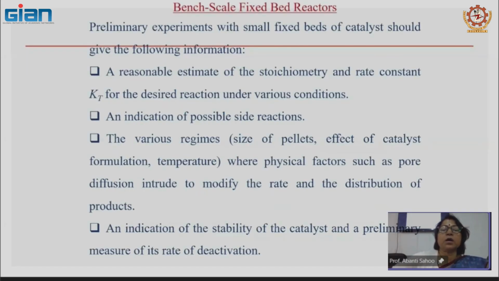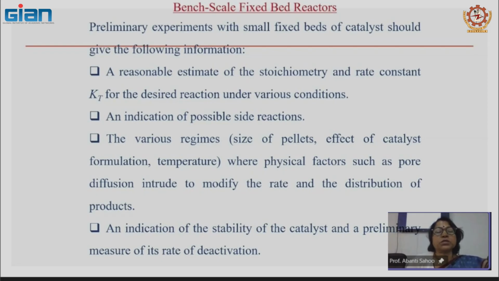Here, in the bench scale fixed bed reactors, bench scale means when you are using a small unit at the laboratory level. So, we need a reasonable estimate of the stoichiometry and the rate constant for the desired reactions taking place under various conditions: what is the temperature, what is the pressure, what are the concentrations. With that we can carry out some experiments in the fixed beds, where the bed material is the catalyst.